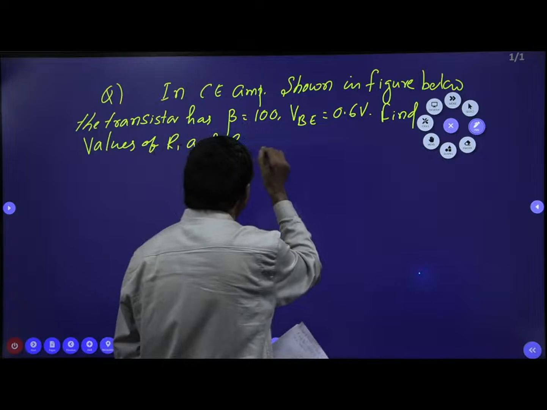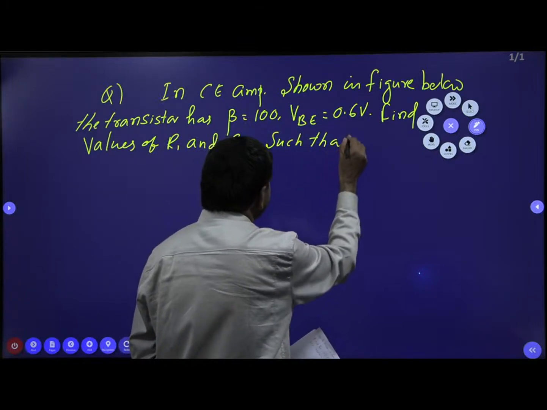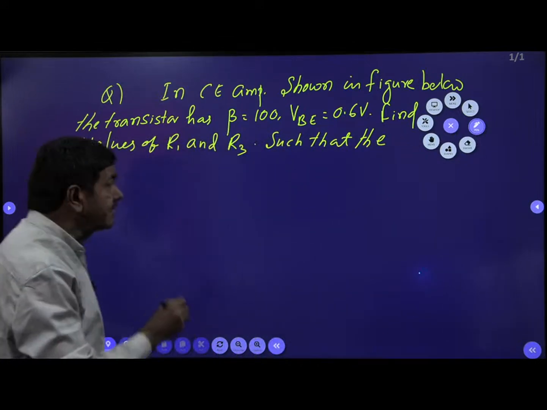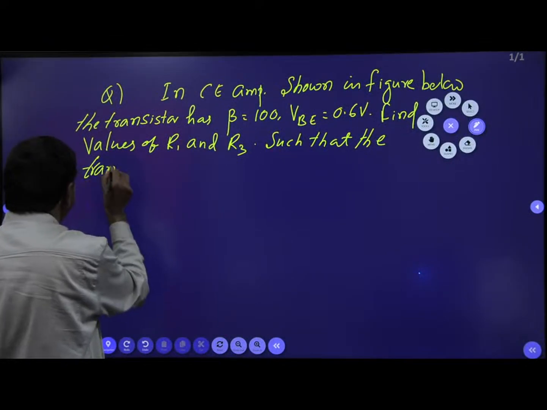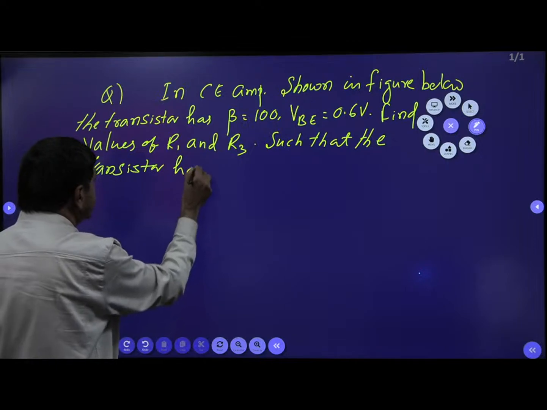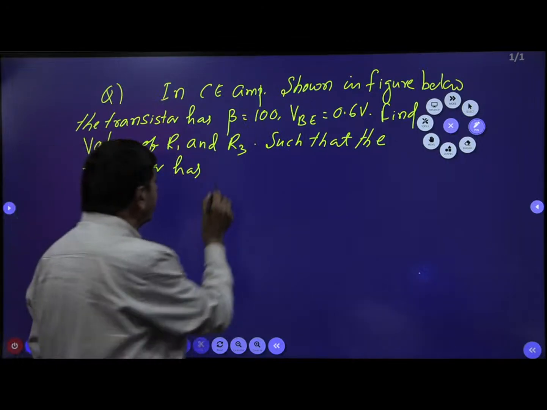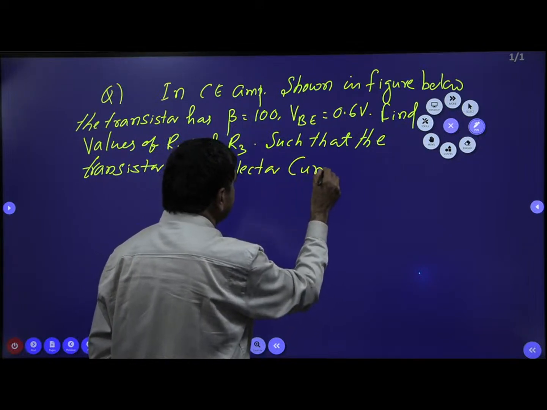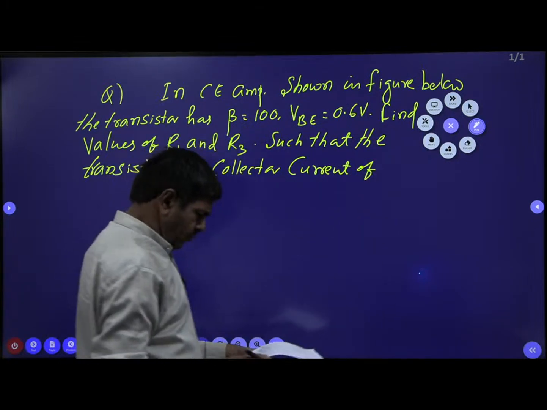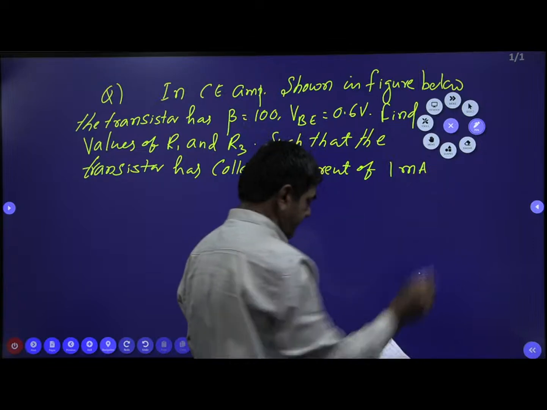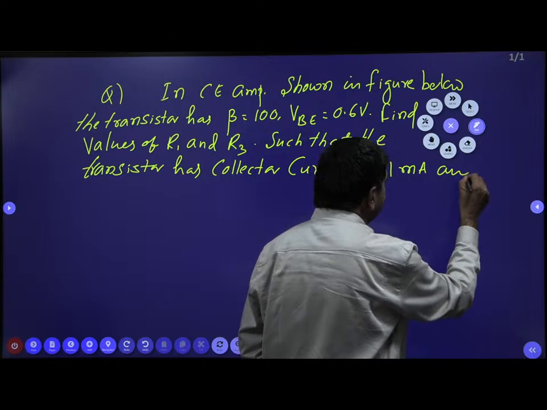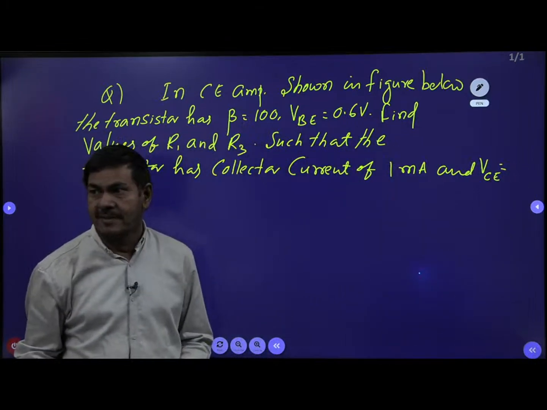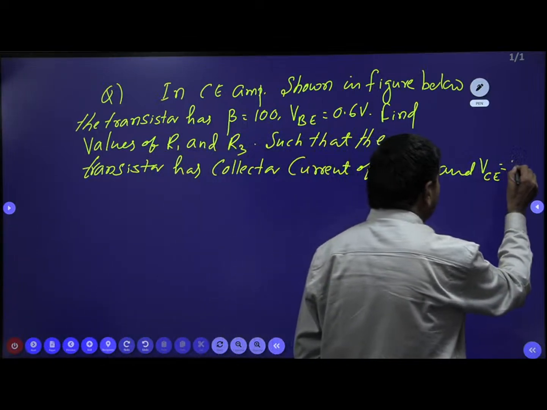Such that the transistor has a collector current of 1 milliampere. 1 milliampere is given, and VCE, the collector to emitter voltage, is also given in the problem. That voltage is given as 2.5 volts.